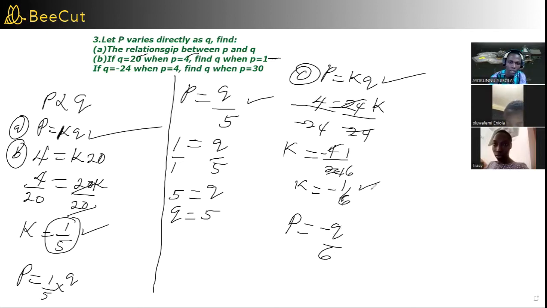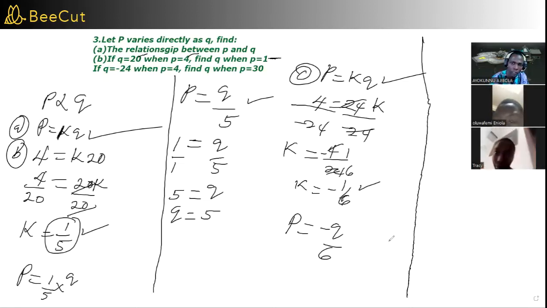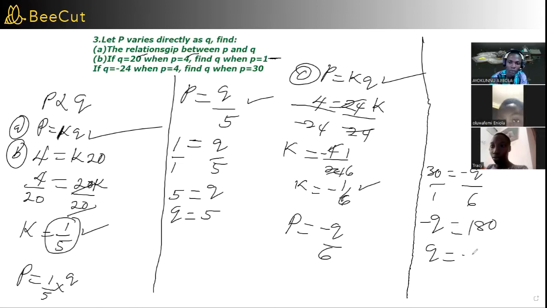1 times Q is Q. That's why I didn't put that again. Then that is what I'm going to use to find the next one, which is find Q when P is 30. This time around, P is 30, so you just say 30 equals negative Q all over 6. 1 times negative Q is negative Q, then 6 times 30 is what? 180. That means Q is minus 180. So just take note of that as I bring up the next question.